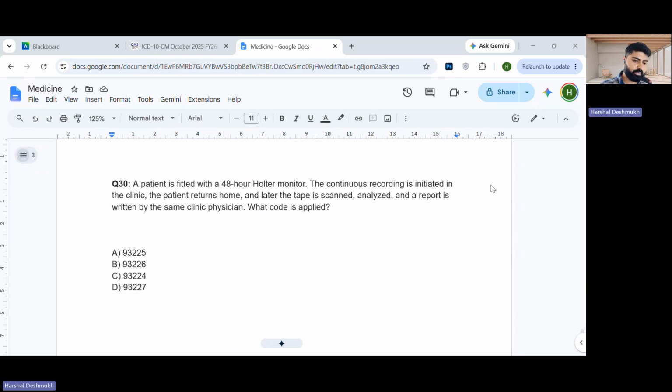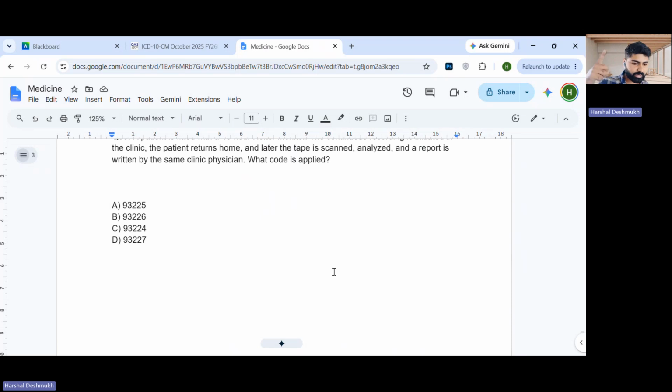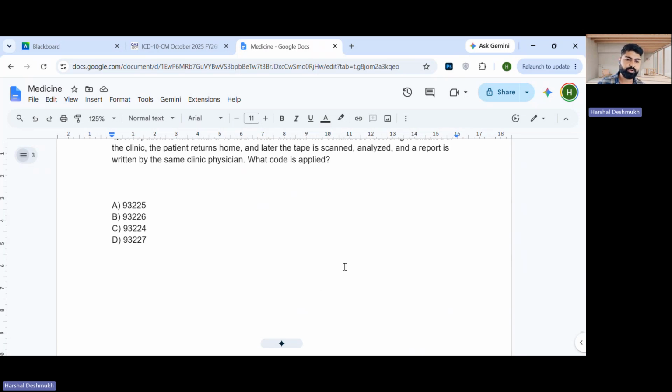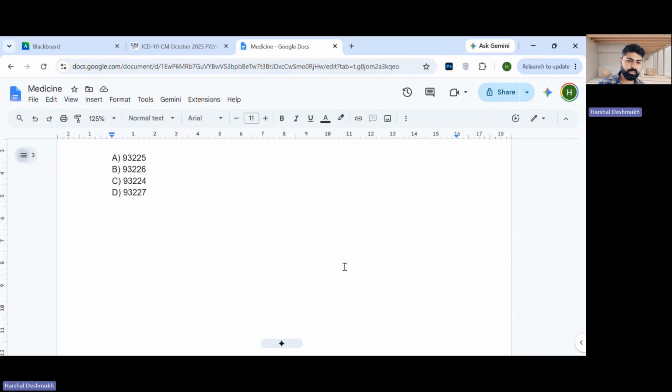All right, time to answer this question. The answer to this last question is option C, 224, which represents a global service for continuous ECG monitoring up to 48 hours.